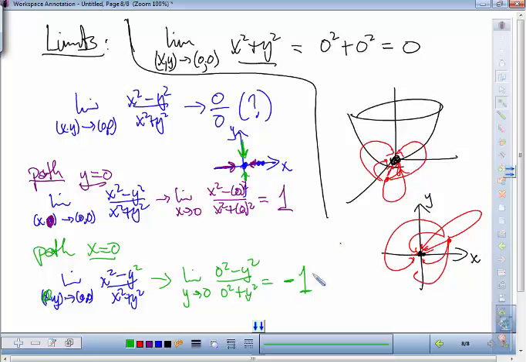So this is weird. I come along from one path, I'm going to be at a height. Imagine that you and your friend are on this mountain. You tell your friend, I'm going to meet you at (0,0). And then your friend is on the x-axis walking along this mountain, and your friend's going to be at a height of 1. And you are walking along the y-axis, and then as you get to (0,0), you're going to be at a height of -1. You're not going to meet your friend, right? So when something weird like that happens, then the limit doesn't exist.